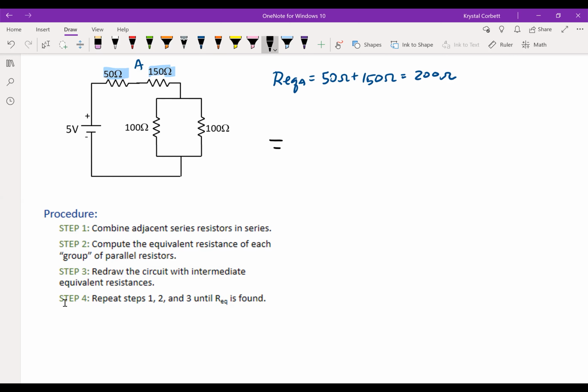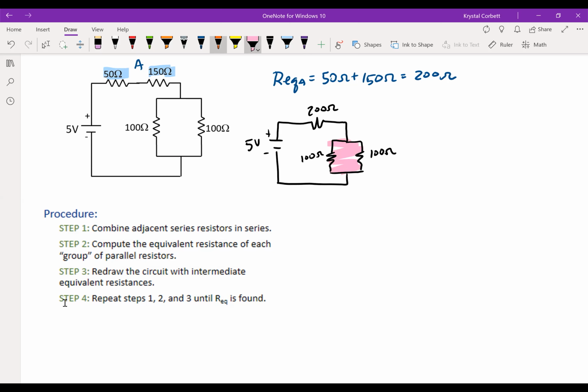Now, once you compute the series, or once you compute an equivalent resistance, you should always redraw your circuit, just so you can see what you're working with. It might give you some more insight on other parts of the circuit. So this is 5 volts, this is 200 ohms, this is 100 ohms, and this is also 100 ohms. And you can see, okay, well, I have these 100 ohm resistors, and they are in parallel with each other. We're going to call this whole segment here segment B. So I'm going to find REQ of B.